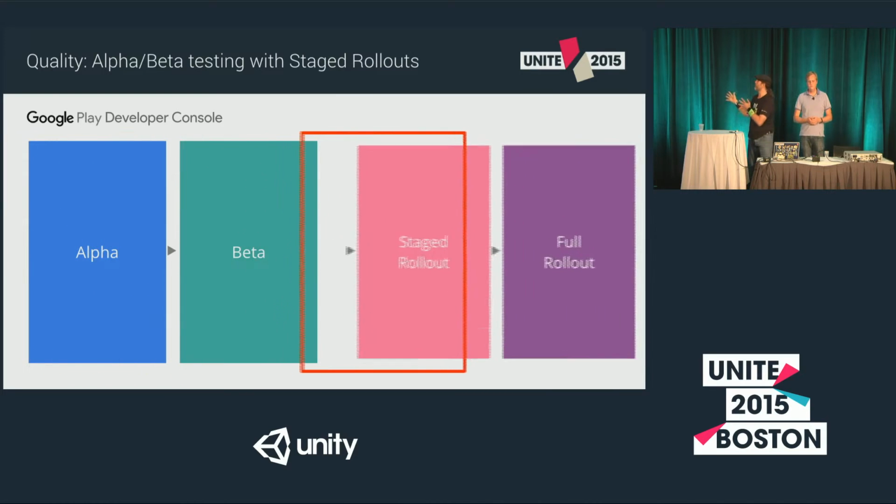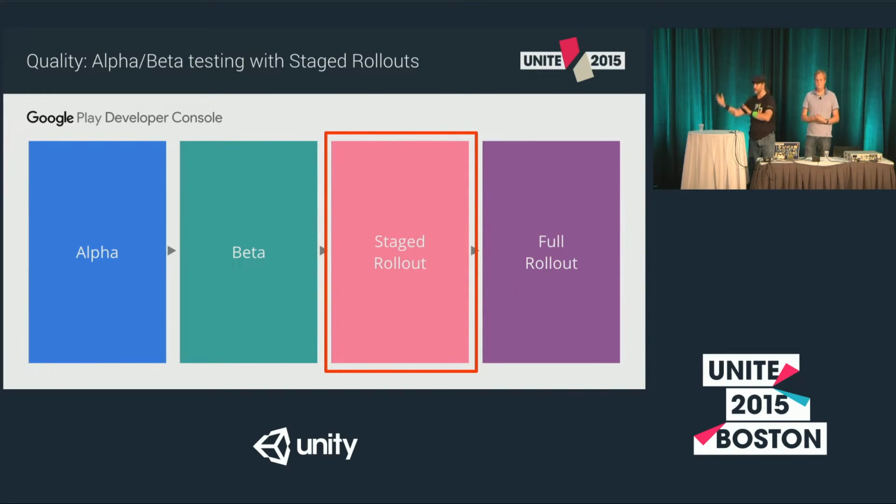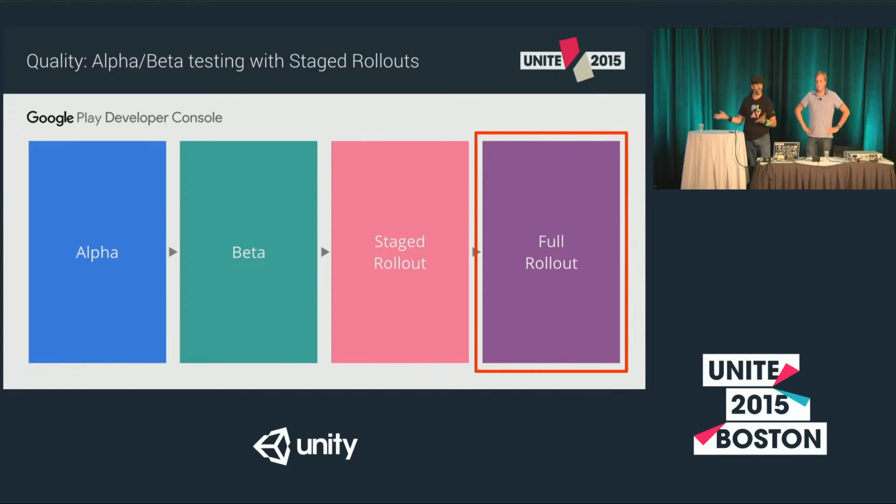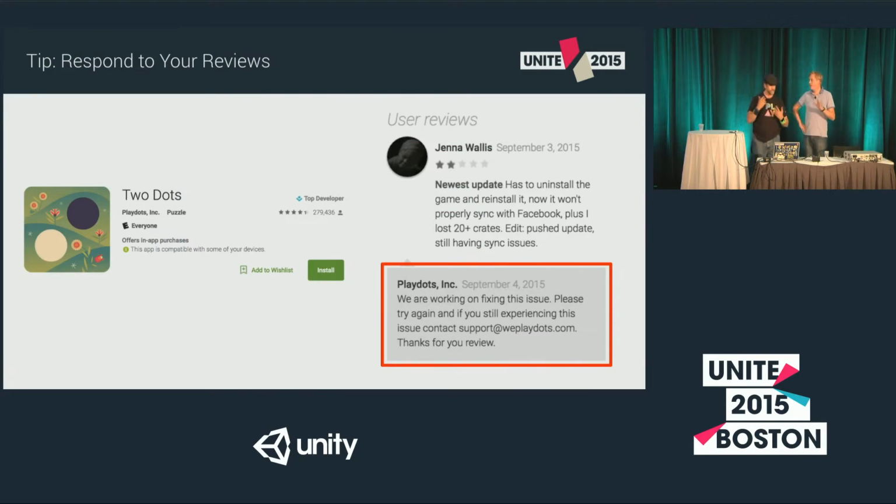When you're ready to roll things out to production, instead of rolling things all at once, you can stage the rollout to a percentage of your users before rolling it out to the world. And this makes sure that your game is going to be well loved before it impacts your rating. And speaking of ratings, if you do get that occasional bad review, respond to it. It makes a world of difference to consumer confidence.